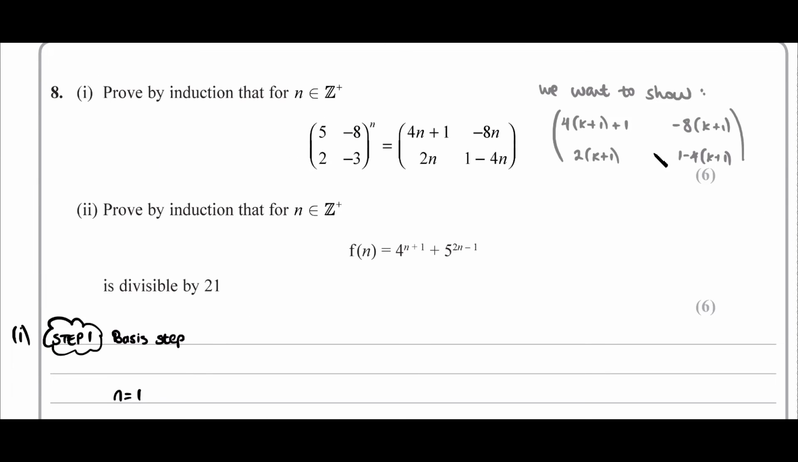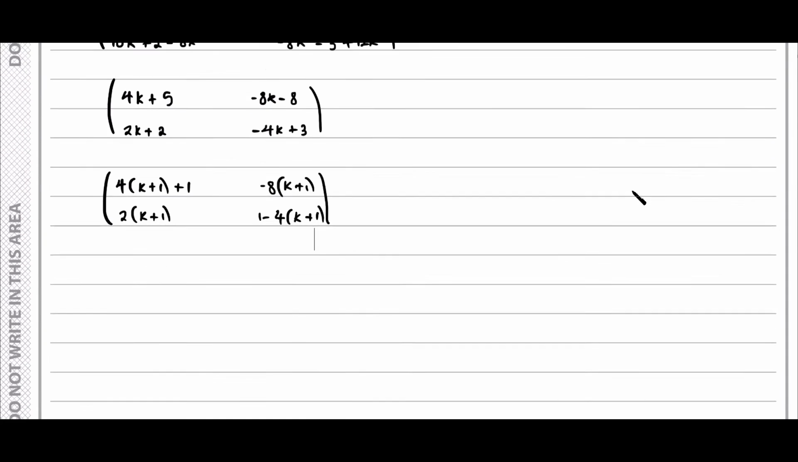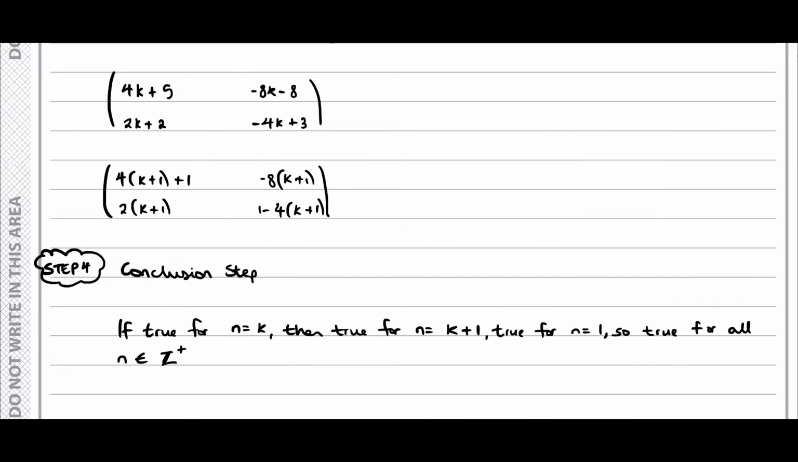So then our final step, step 4, would be our conclusion step. We can conclude the following. So obviously with our conclusion step, if true for n equals k, then true for n equals k plus 1, true for n equals 1, and then true for all positive integers.